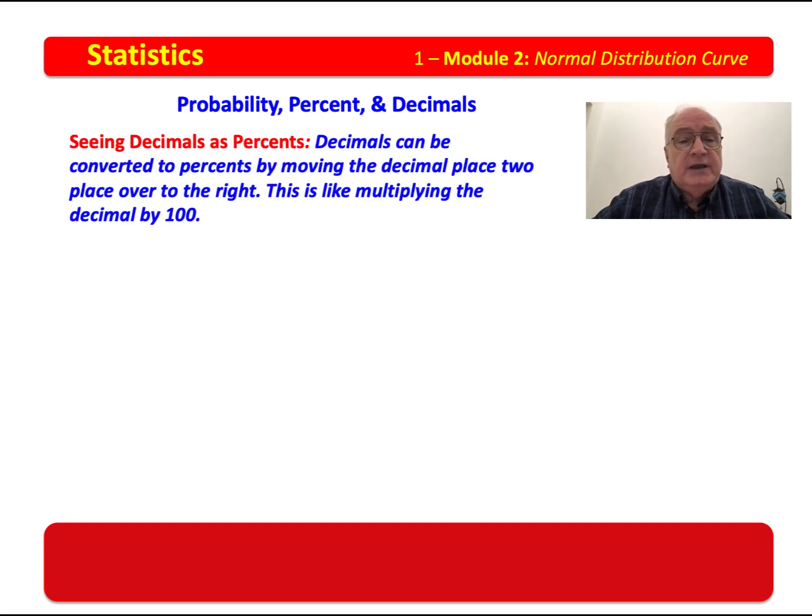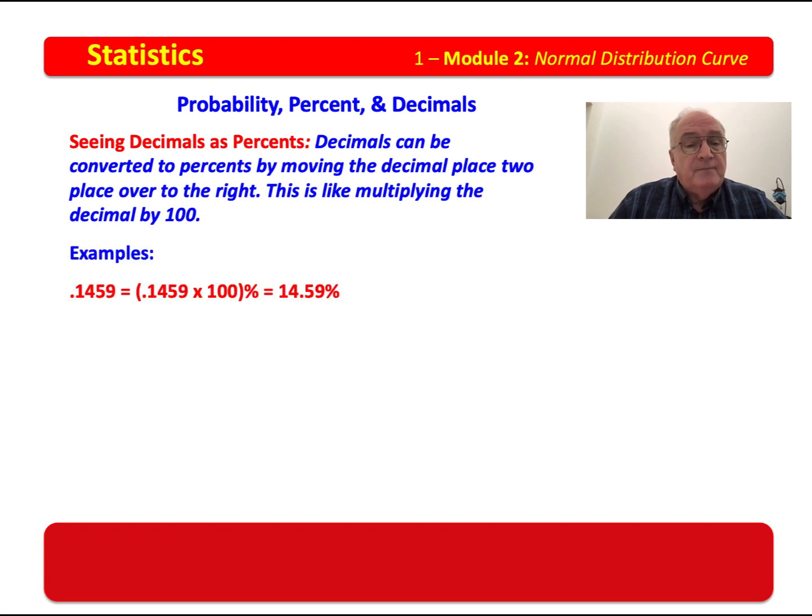Seeing decimals as percents: decimals can be converted to percents by moving the decimal places over to the right. This is like multiplying the decimal by 100. In other words, 0.1459 times 100% is 14.59%. To change it to a percent, all we did is move the decimal 2 places. If we want to change a percent back to a decimal, we move it 2 places to the left. To change a decimal to a percent, we move 2 places to the right.